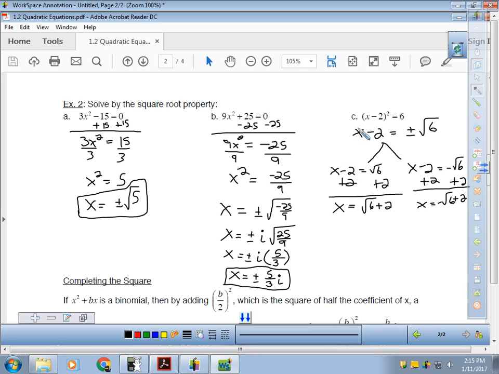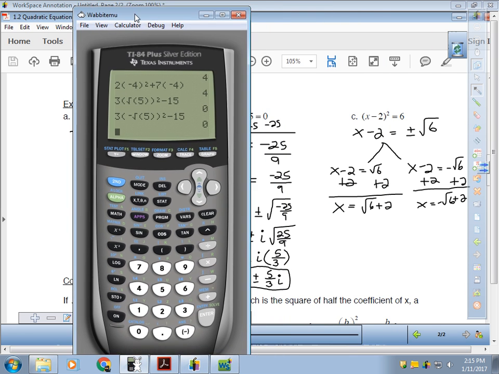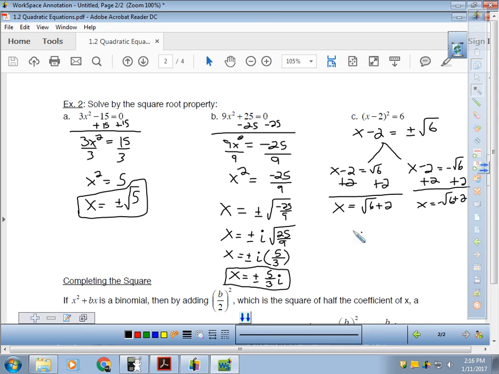And then I need to check those answers, make sure that they actually work here. So if I go to my calculator, move this over a little bit, I have parentheses, square root of 6 plus 2 minus 2, close parentheses squared. Hey, that does equal 6. And if I check the other one, this is negative square root of 6 plus 2 minus 2, close parentheses squared. And hey, I get 6 as well. So either of those answers will work. They are both valid.